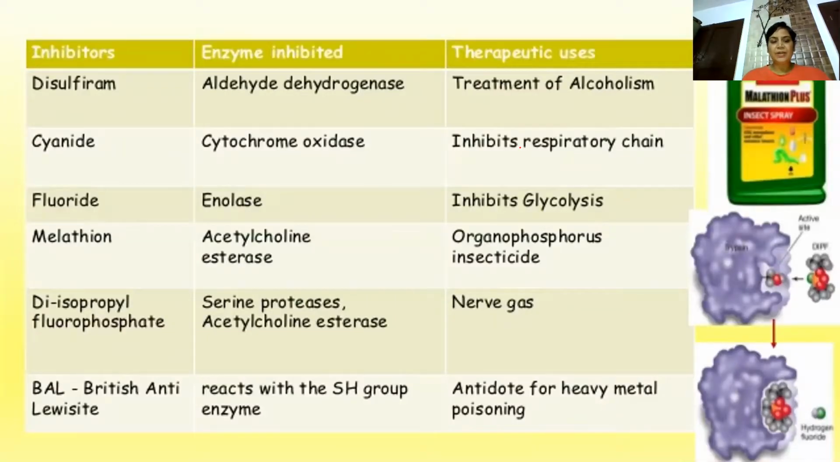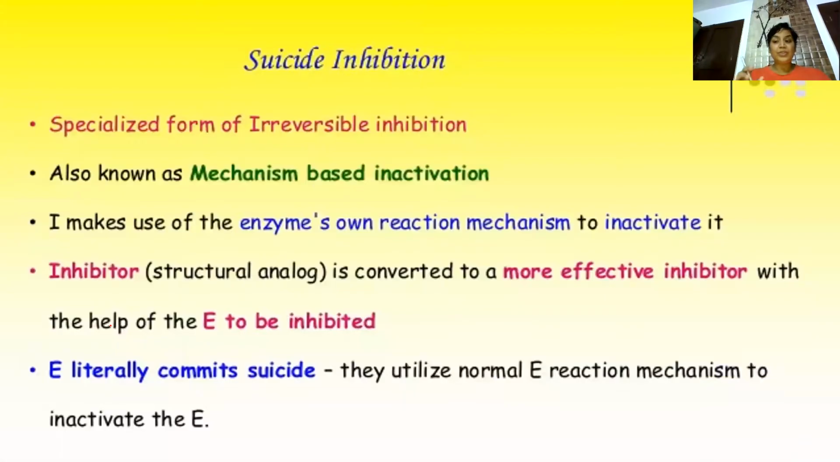These are the different inhibitors. As you can see, fluoride is an inhibitor of the enzyme enolase. This is a question which is generally asked in the exam, because it inhibits glycolysis. Malathion, acetylcholine esterase, diisopropyl fluorophosphate, which is also known as nerve gas, and BAL. Right? Then we come over to suicide inhibition.